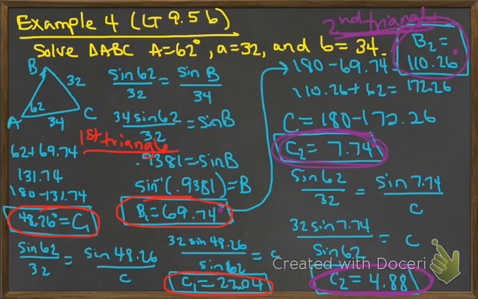So that's your learning target 9.5B. Just like you saw in the last few examples, you could end up with one answer, one triangle that works, no triangles, so no solution, or in this case, two triangles. So remember, you always have to check for that second triangle, otherwise you're missing out on possibly finding a whole other set of numbers that could work.